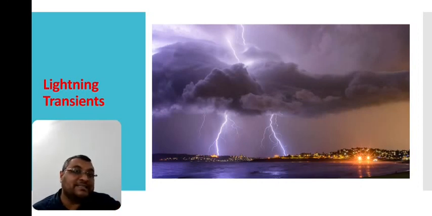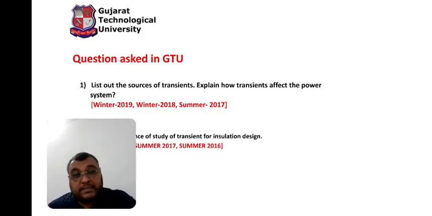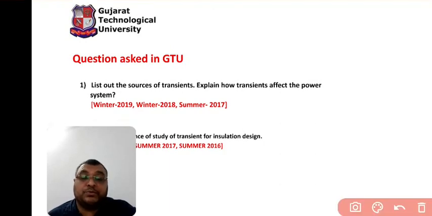Okay, so finally we will see how the question was asked in the examination, so you can make your preparation for the examination as well. So you can see that this is the question asked in JTU so many times. This is a very important discussion. The question is: list out the sources of transients and explain how transients affect the power system. This question was asked in winter 2019, also in 2018, and also in 2017. So that was a repeatedly asked question.